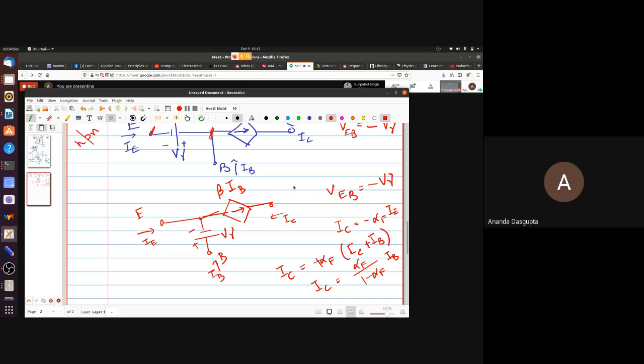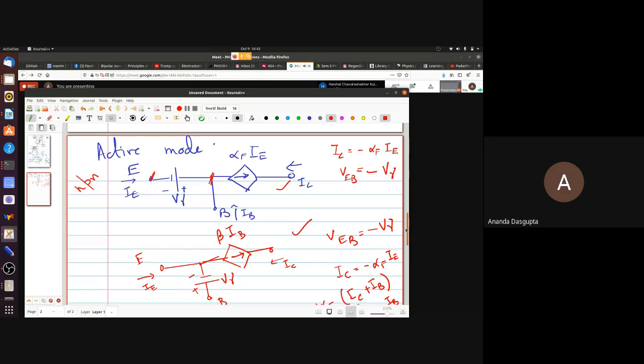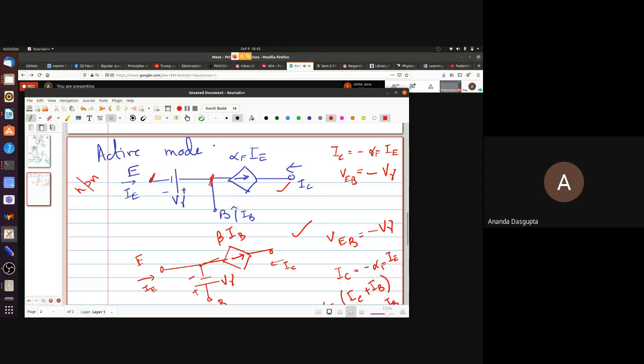Notice that this circuit and this circuit give you exactly the same relations. This one tells you IC is minus alpha IE. This one tells you IC is minus beta IB.